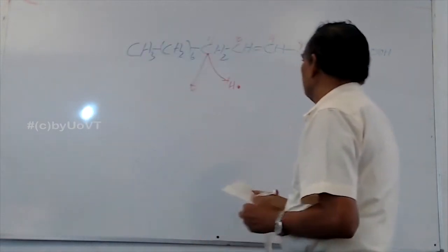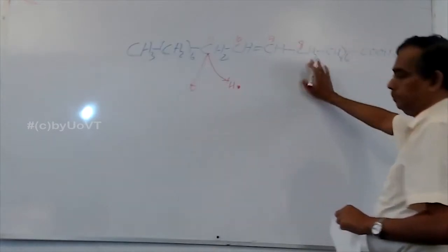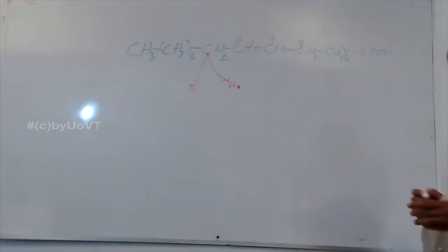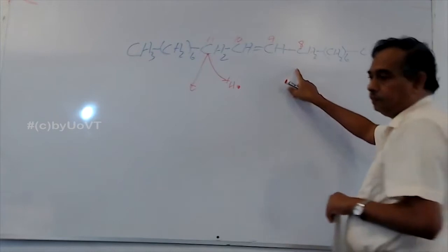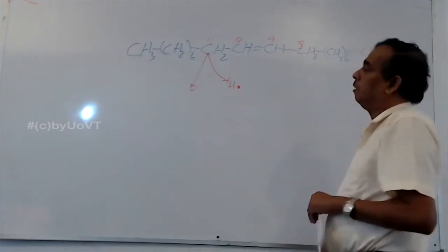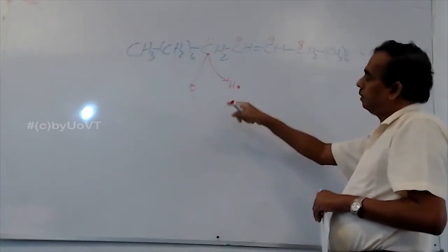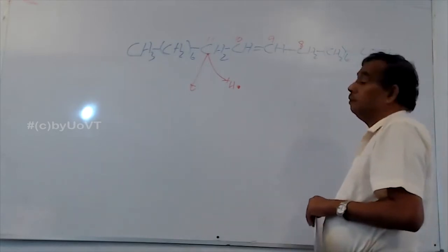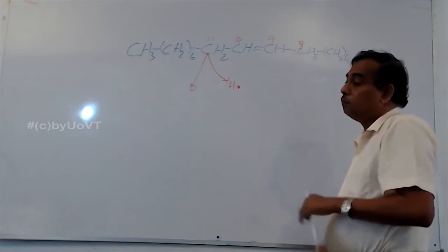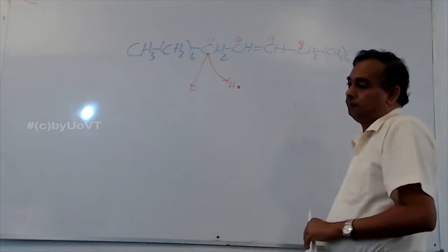Right. You can select this one also, right? The 8th one. Now here I am going to select the 11th one. Same thing you can draw with the 8th carbon. But here I select the 11th one. That is my preference. If you like, you can go with the 8th one or both at the same time.